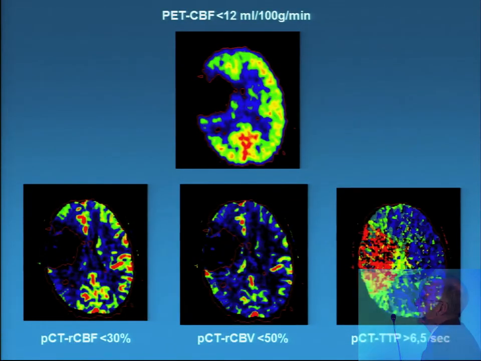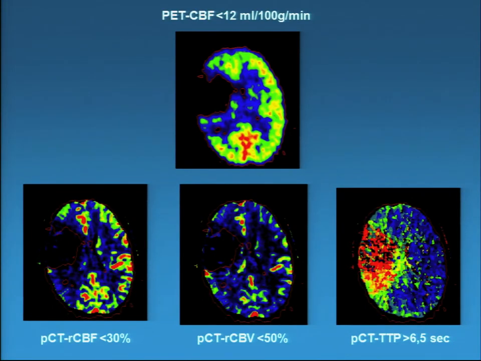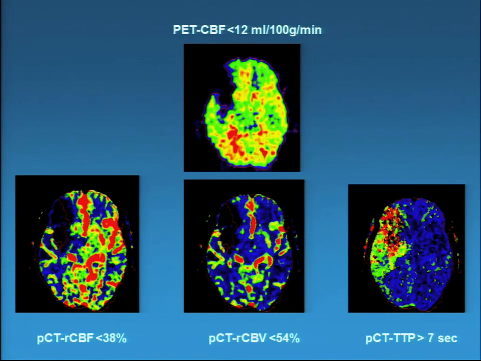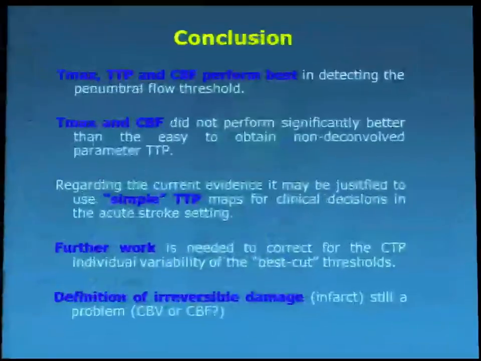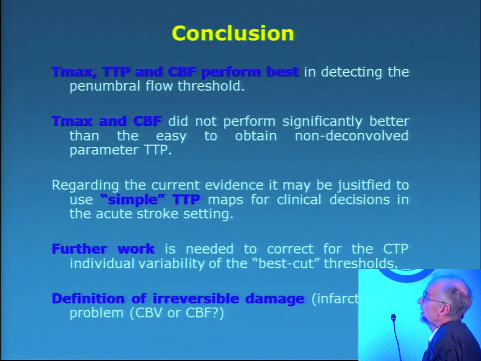We also have done a few studies comparing the perfusion and the damage of the tissue as indicated on the PET, as shown here as a flow value below 12 milliliters, and the correlation to the blood volume as indicated here might be positive, but we have to analyze this data more carefully and validate these effects carefully. So in conclusion, Tmax, TTP, and CBF perform best in detecting the penumbra flow thresholds.